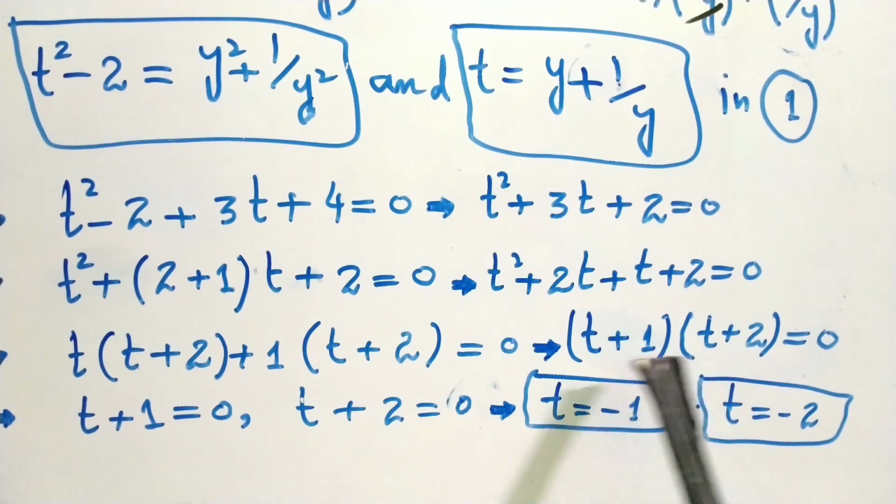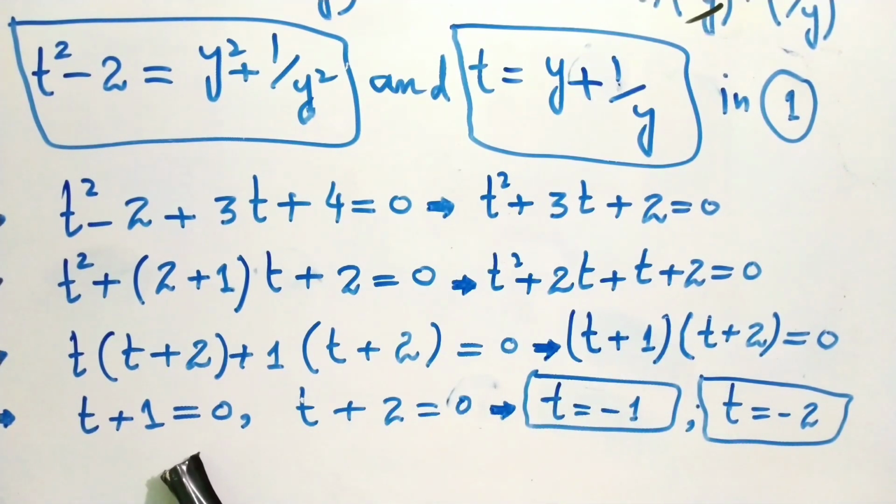So if we take t plus 1 equal to 0 and t plus 2 equal to 0, then t equal to minus 1 is the value and t equal to minus 2. There are two values of t. Now we are moving further to evaluate the value of y.